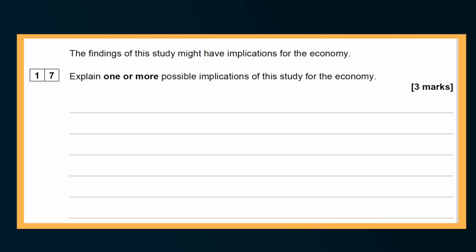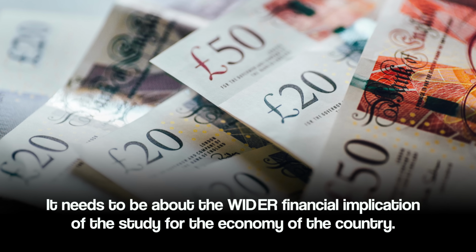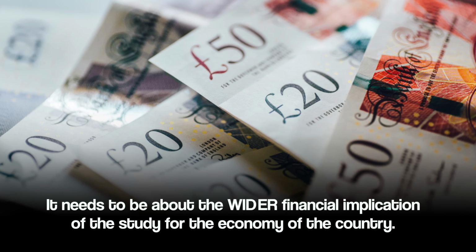Question 17. The findings of this study might have implications for the economy. Explain one or more possible implications of this study for the economy. 3 marks. The command phrase is explain one or more, and this is in relation to a section of research methods often given low priority by students when studying research methods. Implications for the economy relates to money and how psychological research can have an impact on finances, for good or for bad, for the country. Note, it needs to be about the wider financial implication of the study for the economy of the country.